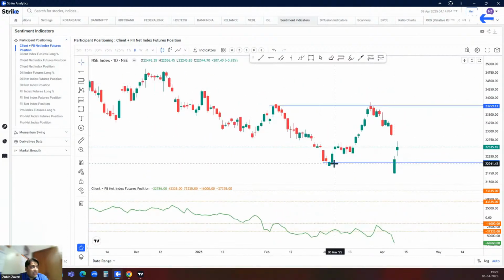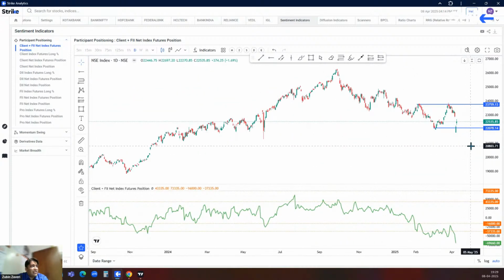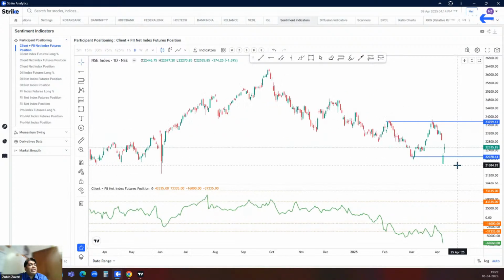So on the downside, we have to watch 22,078. Let me round it off to 22,000 on a closing basis. If Nifty closes below 22,000, then probably we may see some more downside, maybe up to 21,000 as well. But the chances are less because these indicators are completely oversold, which is hinting towards a possible bounce back.